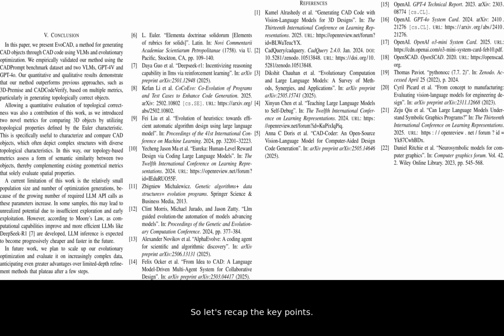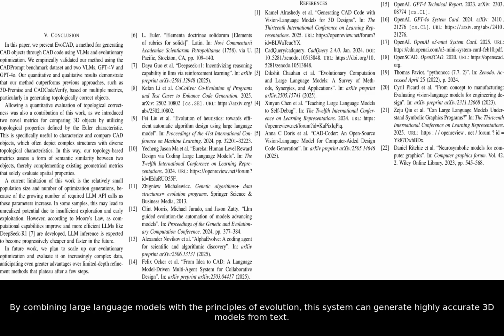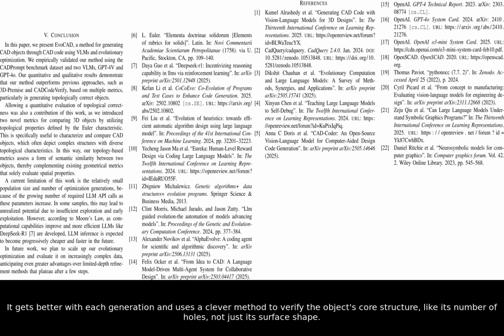So let's recap the key points. By combining large language models with the principles of evolution, this system can generate highly accurate 3D models from text. It gets better with each generation and uses a clever method to verify the object's core structure, like its number of holes, not just its surface shape.